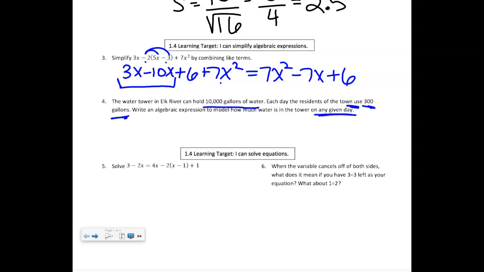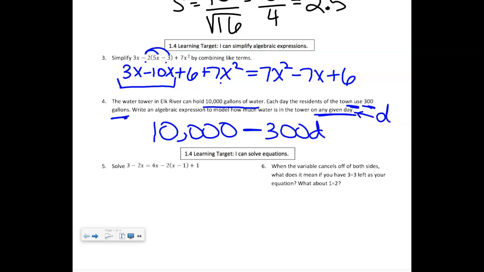Okay, so we know we're going to start off with 10,000. And the residents are using, so that means they're taking away from that 10,000. So we're going to say minus. And we have 300 each day. Now, do we know how many days? No. So we're going to represent days with a D. So I'm going to say minus 300D. Again, notice it says nothing about solving. It doesn't say anything about how many days we have. So that problem is done. On your homework, a lot of you overcomplicated those problems. That's all you had to do.